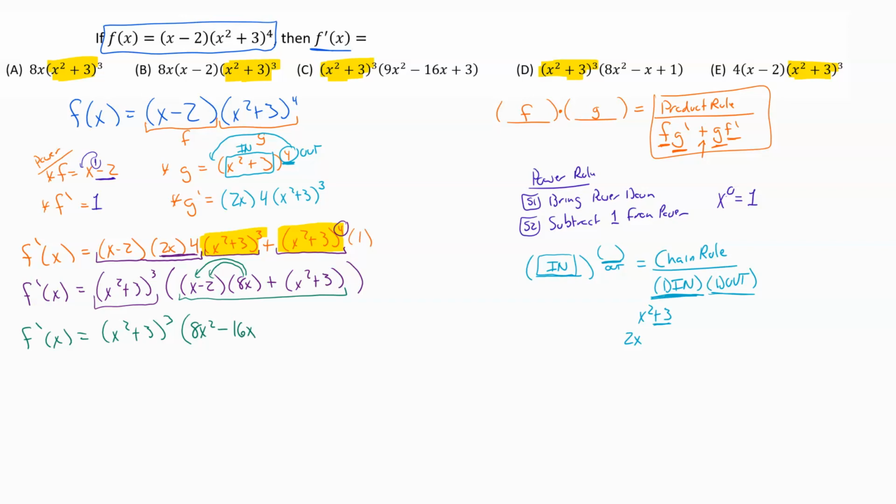And then at the back end here, this stuff is all just being added. So there's nothing being multiplied by it. If there was, we would distribute it, but there's not. So we'll just drop those parentheses. And now we look to combine our like terms.